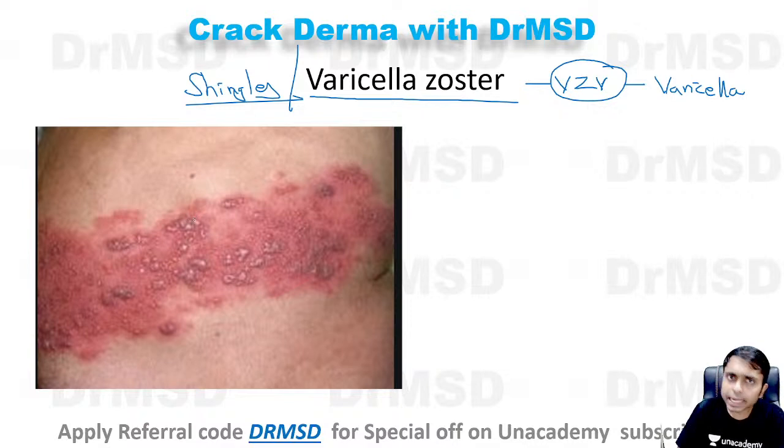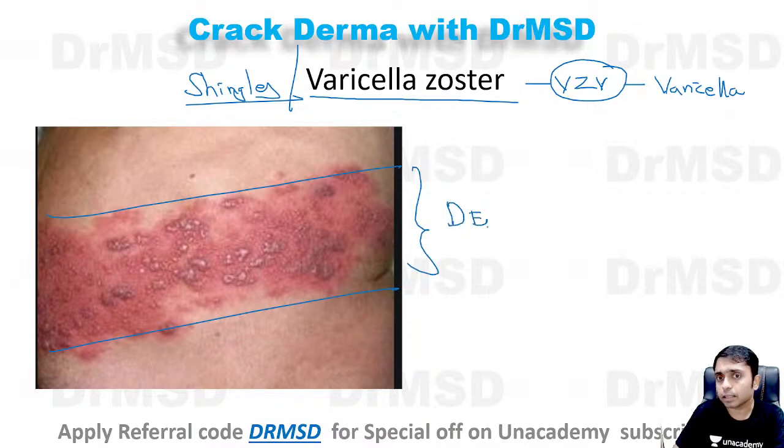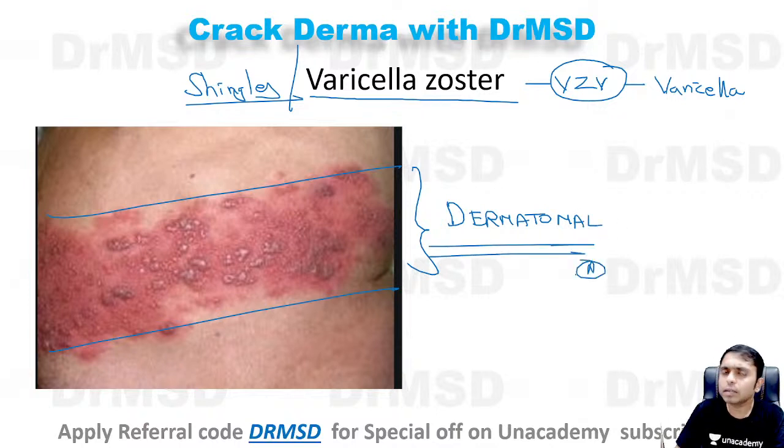which manifests again with an erythematous base and grouped vesicles, but now the arrangement is going to be in a dermatomal pattern. That is, along a single nerve root the lesions will be concentrated, and these lesions are going to be very, very painful.